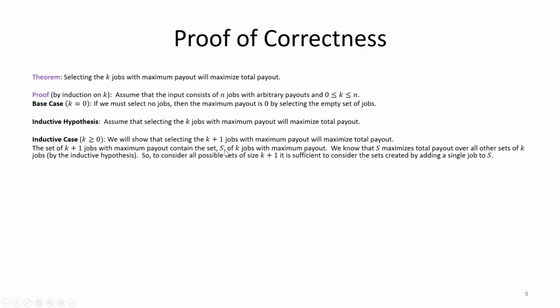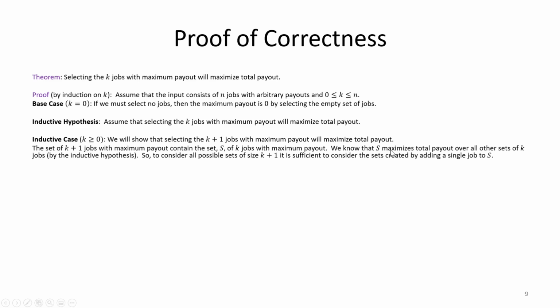So here I'm actually labeling it. I'm saying, let's name the set S of the k jobs with maximum payout, or let's give that the name S, and then we'll note that the k+1 jobs with maximum payout includes that set. It includes that set S plus one other job.